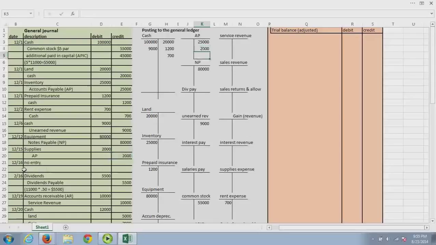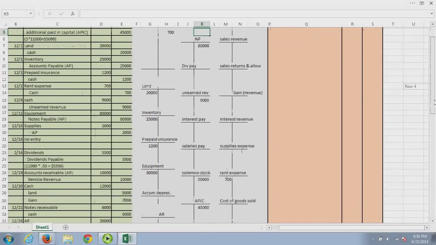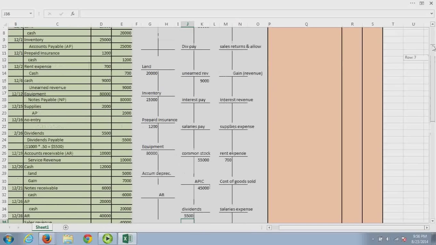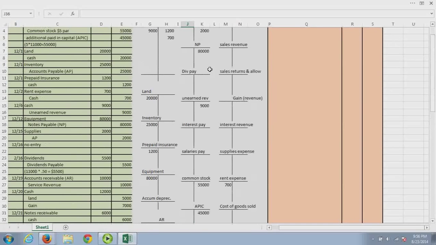Okay, this one, no entry. I think we signed a contract. So now we declare a dividend. You can use retained earnings as a debit, or you can debit dividends. Either way is acceptable. If you do dividends, then later we'll close those accounts out as a temporary. And then we have dividends payable. When we announce it, we haven't paid the dividend yet, but it's usually very short term.